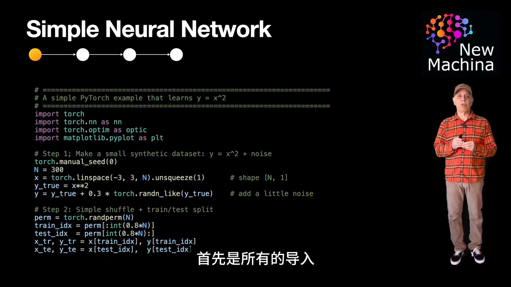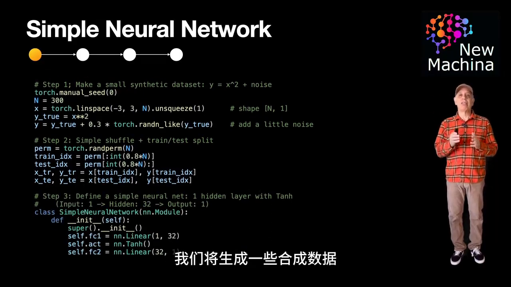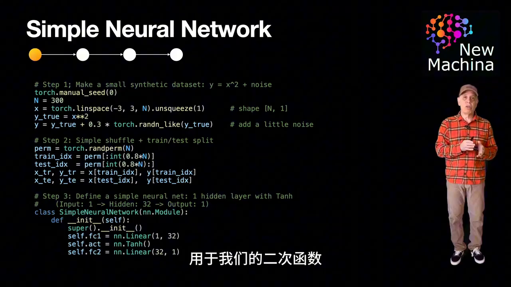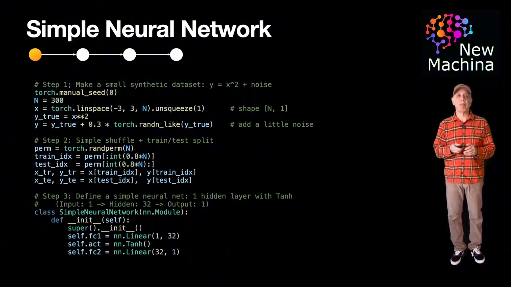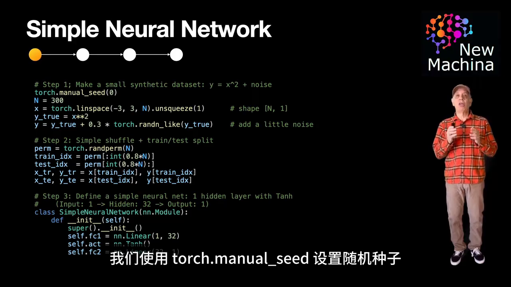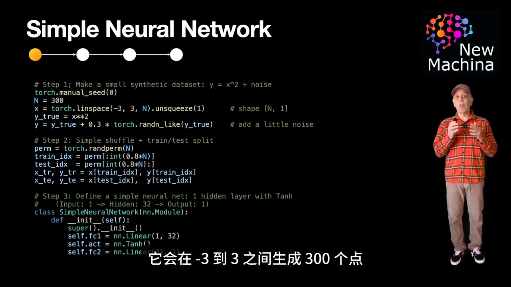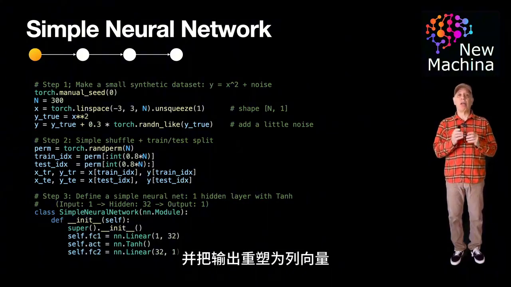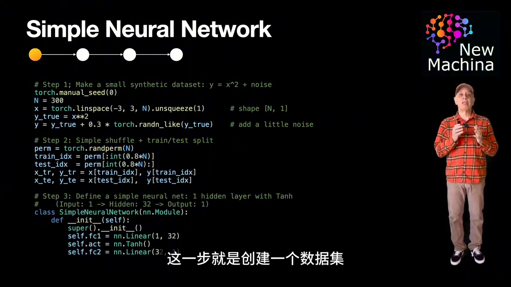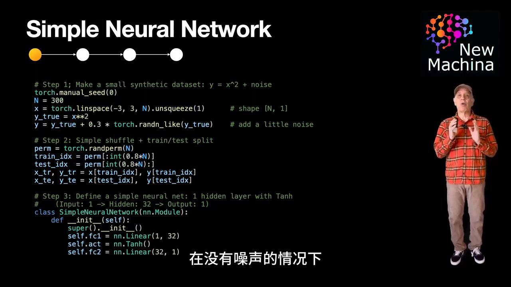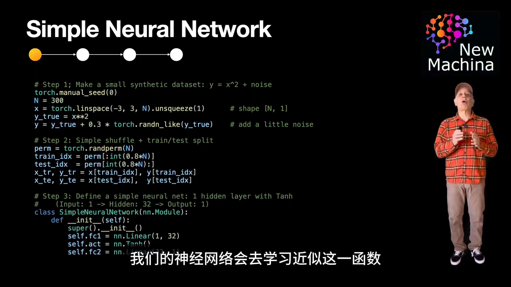First, we see all the imports. Next, in step 1, we're going to generate some synthetic data for our quadratic function y equals x squared. We use torch.manual_seed to ensure reproducibility by setting a random seed. The synthetic data set is created with the line torch.linspace. This generates 300 points between -3 and +3, reshaping the output into a column vector. In simple terms, this step creates a data set that mimics a quadratic function with added noise, which our neural network will learn to approximate.